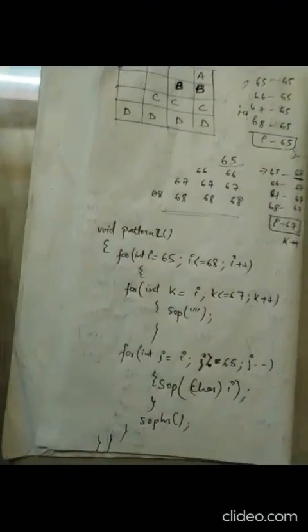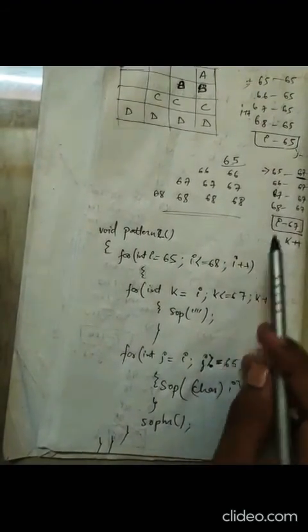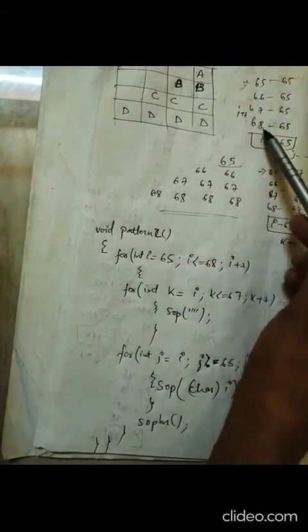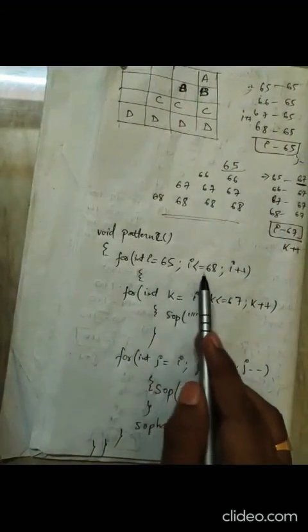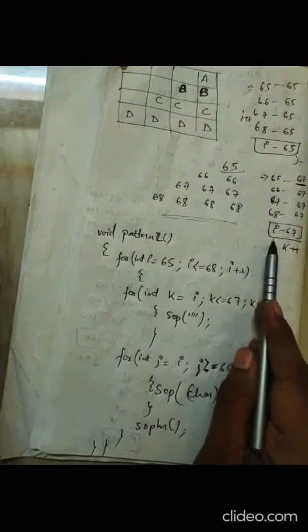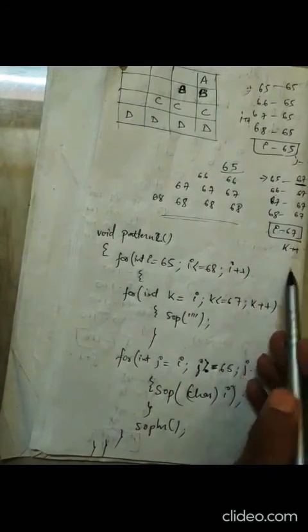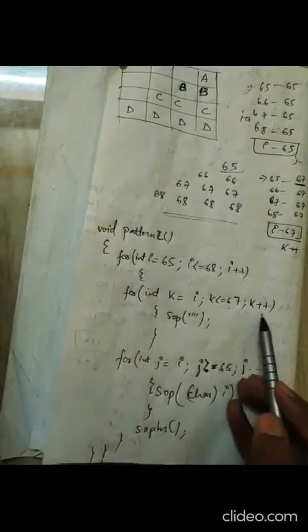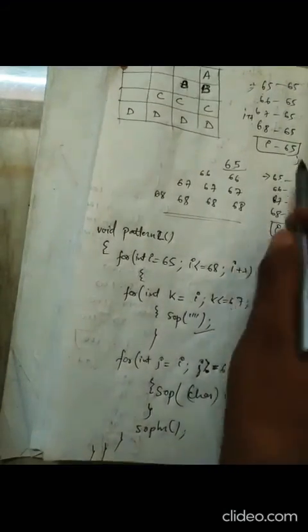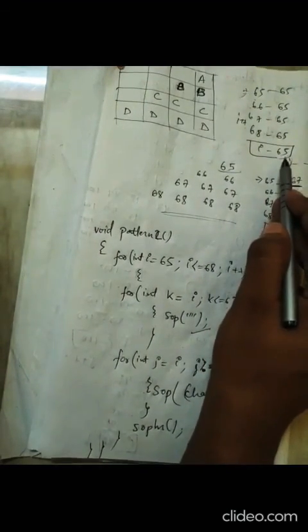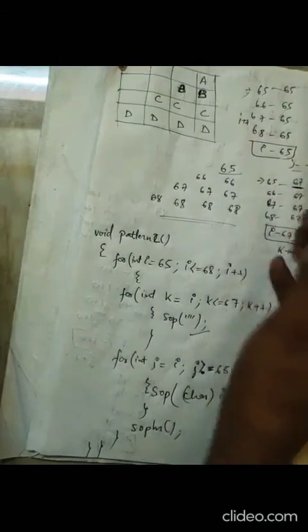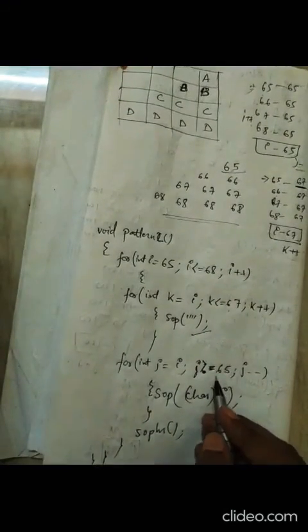You can see here the I loop will be 65 to 68, I plus plus. The K loop is from I to 67, K plus plus, so I till less than 67 and K plus plus, for the spaces. And the J loop is from I to 65, J minus minus, so I till greater than or equal to 65, J minus minus.